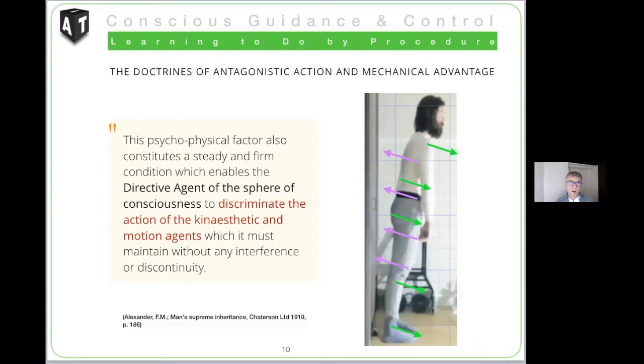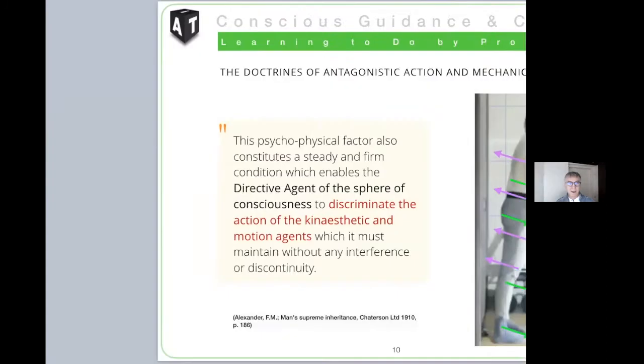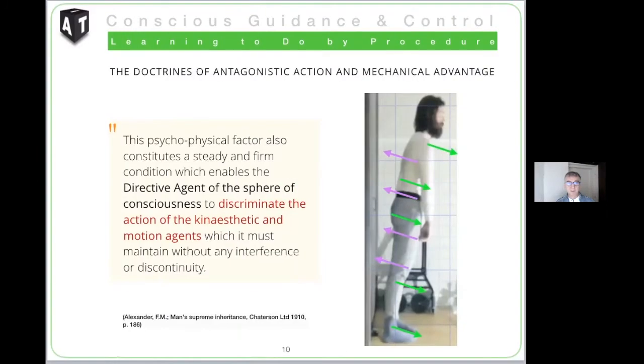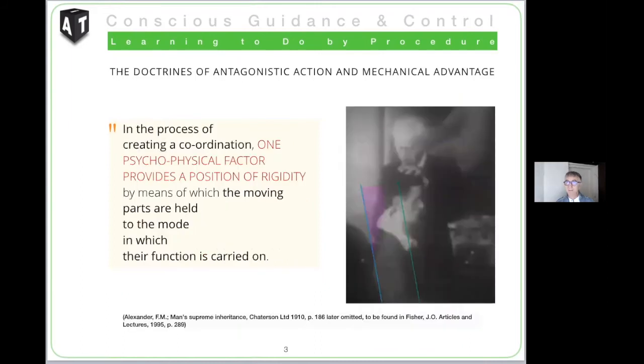Remember, in order not to lose everybody, I'm going to try and go back. If my computer wants to come back, yes, that's better. So Alexander was saying, in the process of creating a coordination, one psychophysical factor provides a position of rigidity by means of which the moving parts are held to the mode in which their function is carried on.